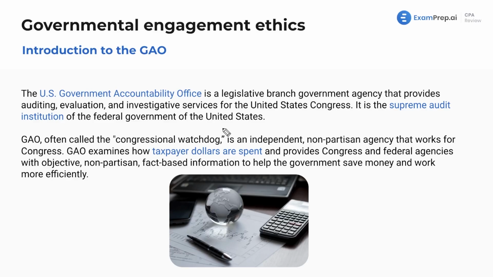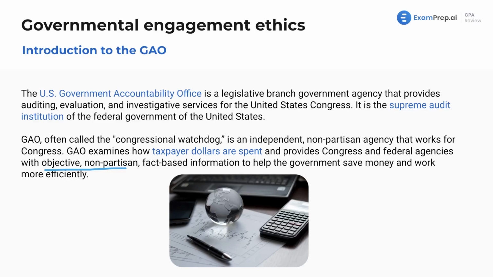It's important, and again, why is it important? It's also called the Congressional Watchdog. It's an independent, nonpartisan agency that works for Congress. It examines how taxpayer dollars are spent and provides Congress and federal agencies with objective, nonpartisan, fact based information in order to help the government save money and work more efficiently. Sounds great. Just like everything in the government, I'm sure it doesn't work as efficiently as we say it does, but that is the GAO.